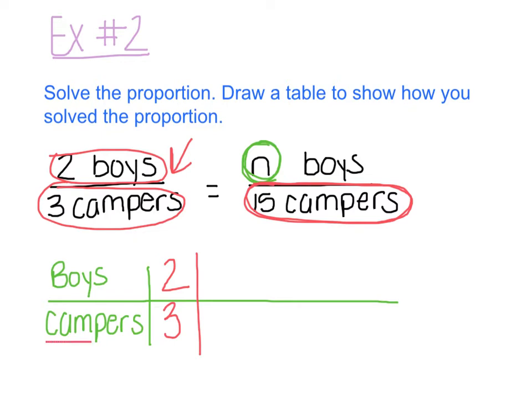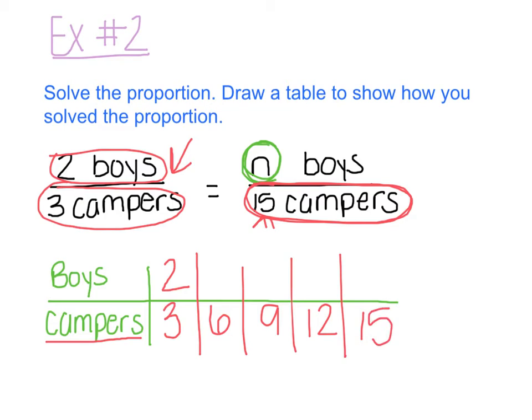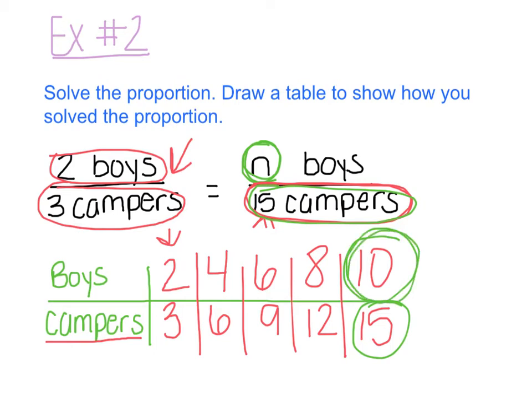So let's just go ahead and do the campers part first since I know where I need to stop. So we're counting by 3. So 3, 6, 9, 12, 15. And I can stop there. So now I'm going to go ahead and count for the boys, and I'm going to stop in the same place. So the boys are counting by 2s. So 2, 4, 6, 8, 10. So when I have 15 campers, I have 10 boys. So that's my missing number. N equals 10.